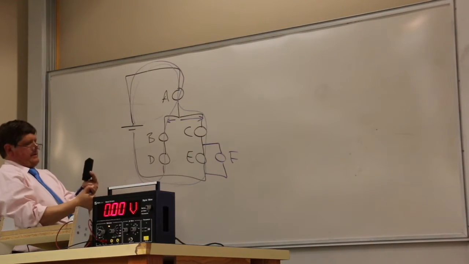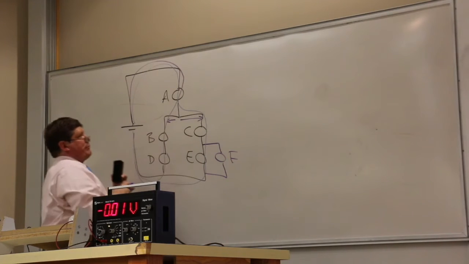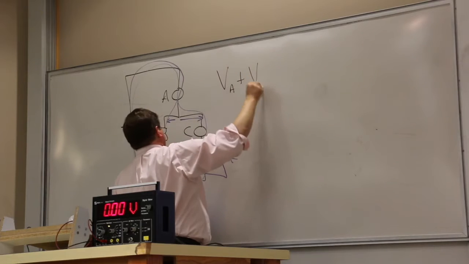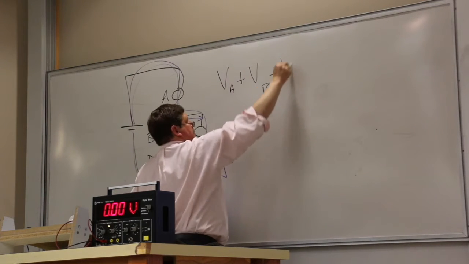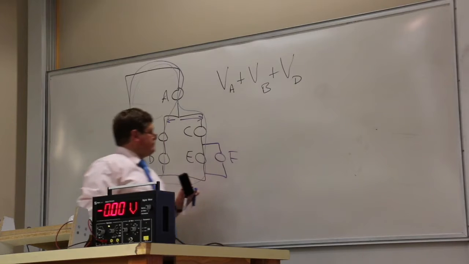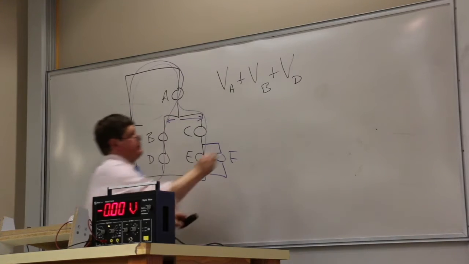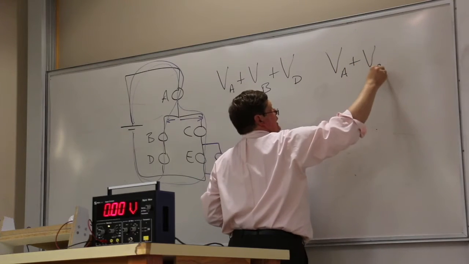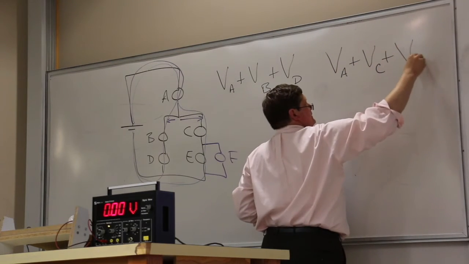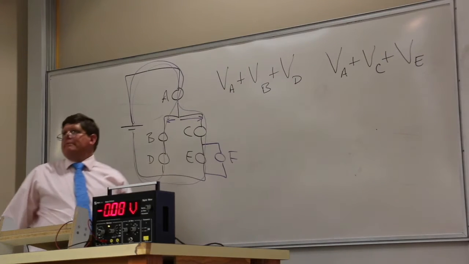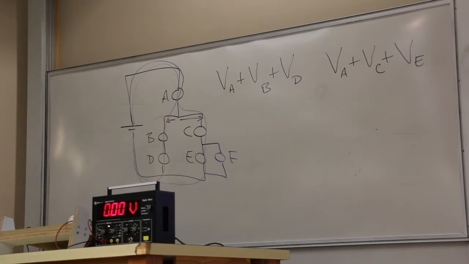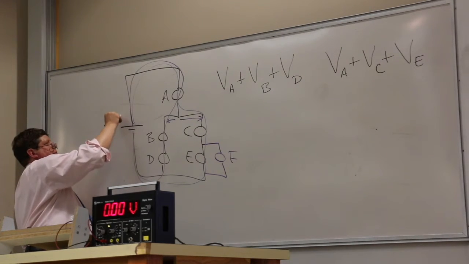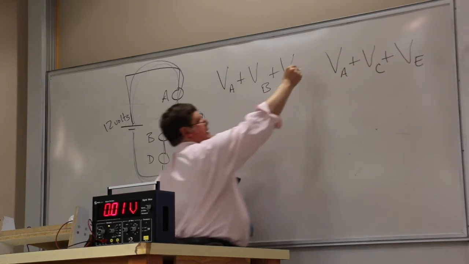Okay? So in this case, the purple path would be A plus B plus D. The blue path would be A plus C plus E. And whenever I say V, I mean delta V. Just give me a break here. Now both of these paths add up to the 12 volts of the battery, and so they have to be equal to each other.